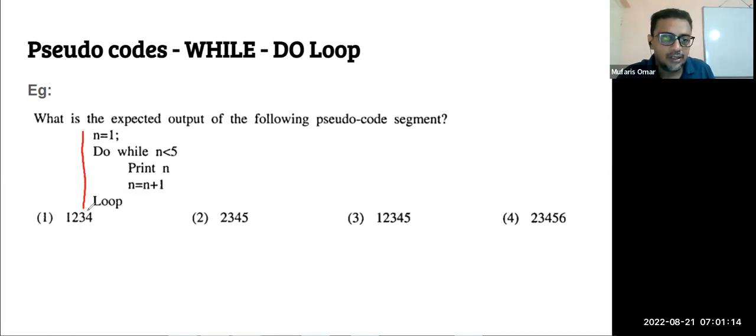Can you quickly write down this example in your book, especially the pseudocode: n equal 1, do, and this comma is not necessary anyway, they have given it like that. Then while n less than 5, print n, n equal n plus 1. So they have given a loop, although this is a little different. It's okay.